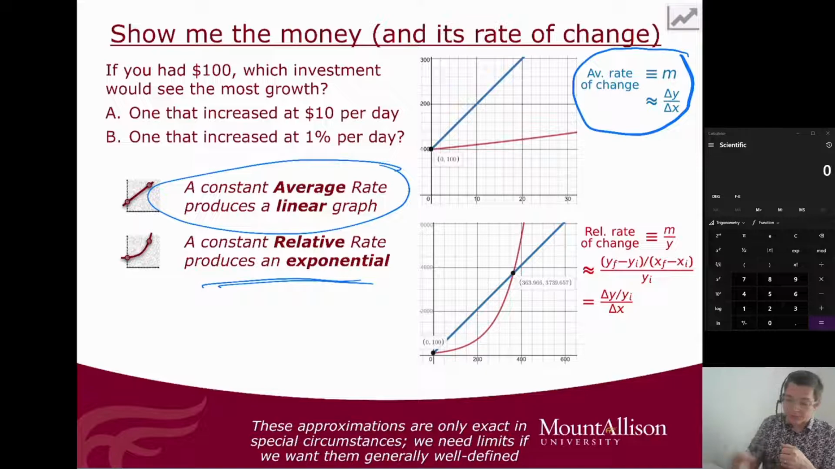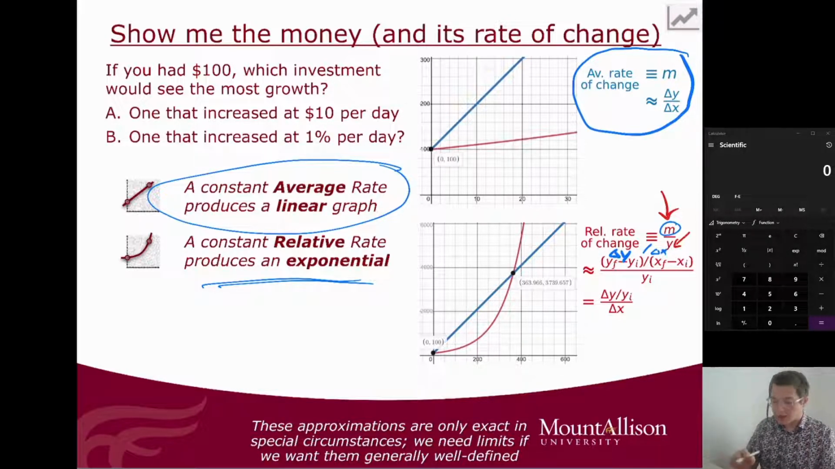Now, the relative rate of change would be given by your slope divided by the initial value y. So if I were to write this out, it would be approximately, let's say, my delta y divided by my delta x, because that's my slope right here. And then I would divide that by my initial y value.